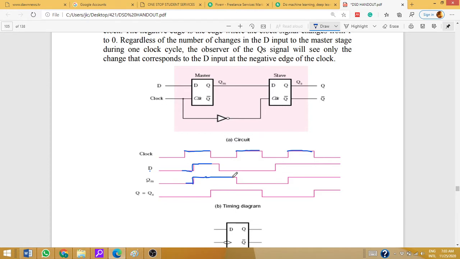Now the second positive high level of the clock is here. Now we will see what is on D. As D is low here, the output QM will drop here. During this stage, whatever D is, QM is following it. As it is low here, that's why you can find it is low until here.